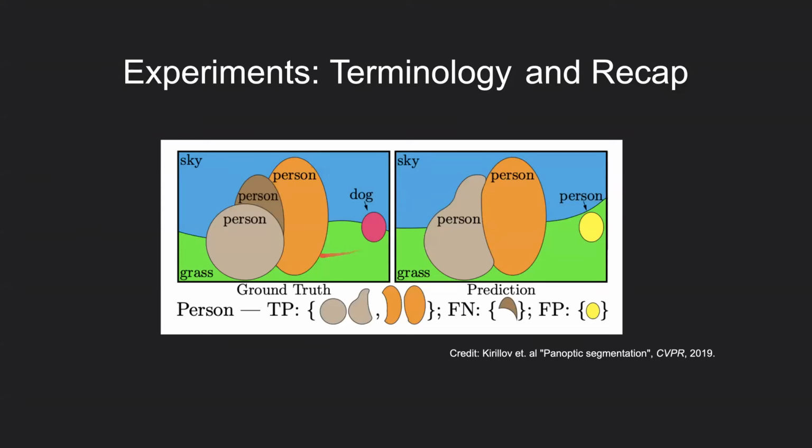And this is an example that shows the difference between segmentation quality and recognition quality. The left image is the ground truth, and the right is a prediction by the model. We can see that the model missegmented 2 out of 3 people because it labeled these 2 people as one person. And so that hurts the segmentation quality of the model. And the model misrecognized the dog as a person, which hurts its recognition quality.